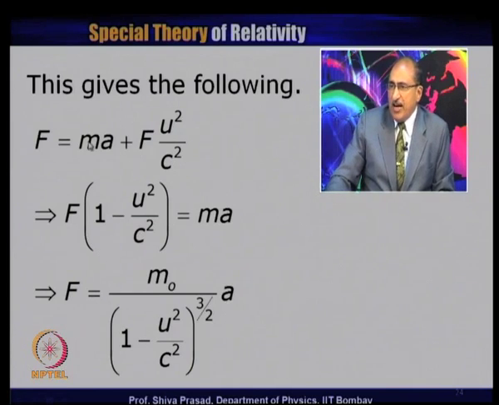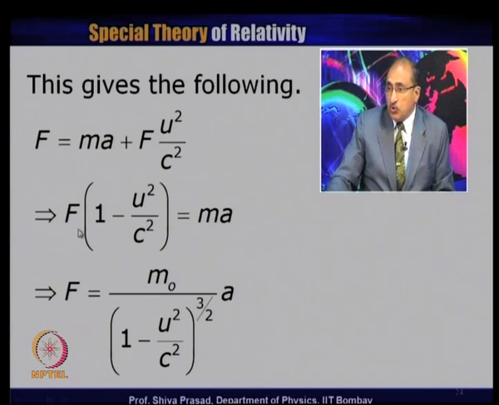So this is the expression which I had written earlier, F is equal to ma plus F multiplied by u square by c square. This term is taken on the left hand side. I take F common, I get F multiplied by 1 minus u square by c square must be equal to ma. This particular quantity here, I can divide by here. Remember, this m is also gamma u m naught.